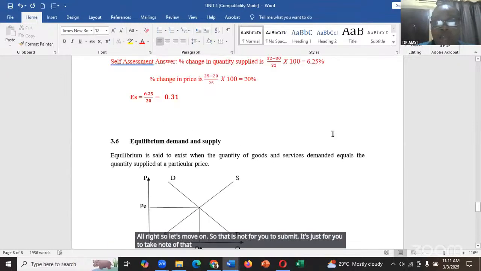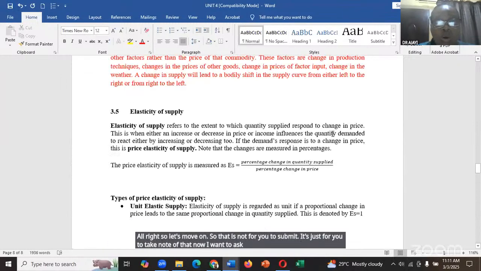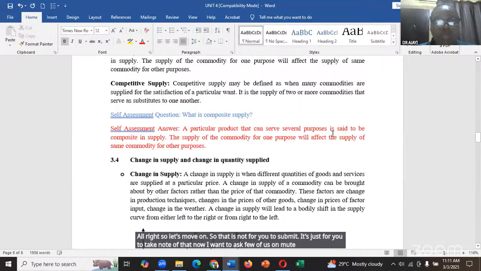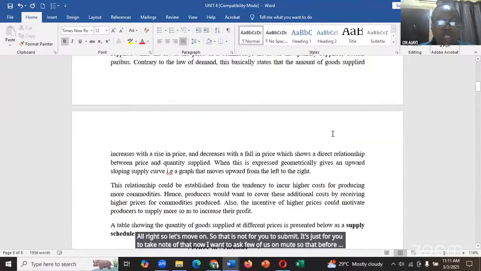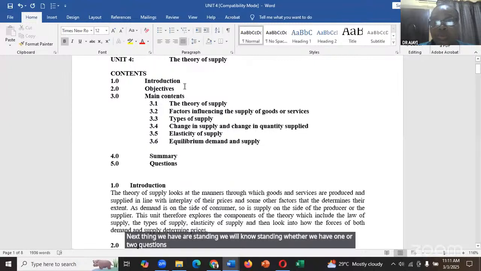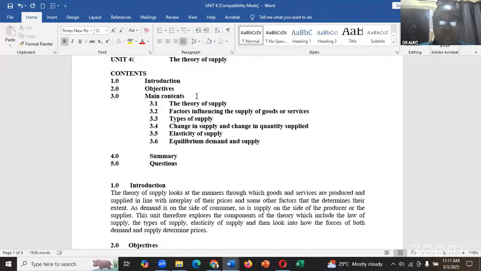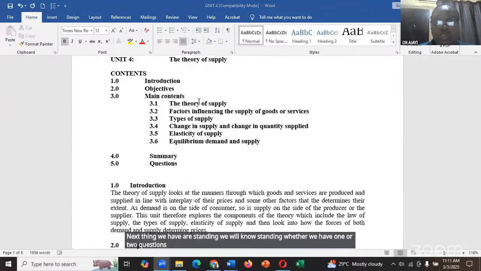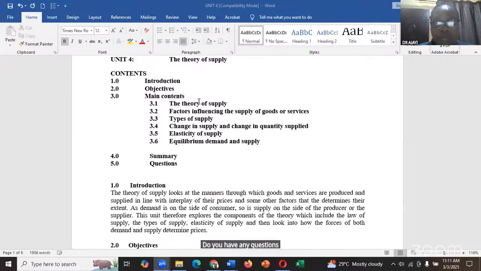Now I want to ask a few of us to unmute so that before we move on to the next thing we have outstanding, we will know whether we have one or two questions. Do we have any questions so far?